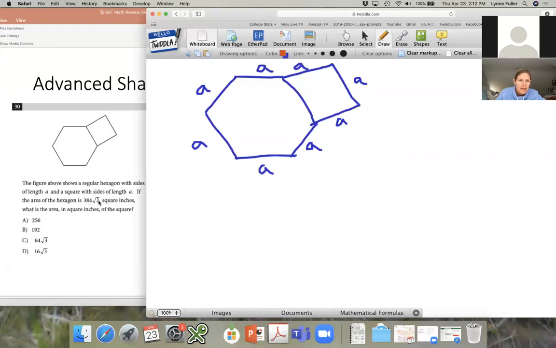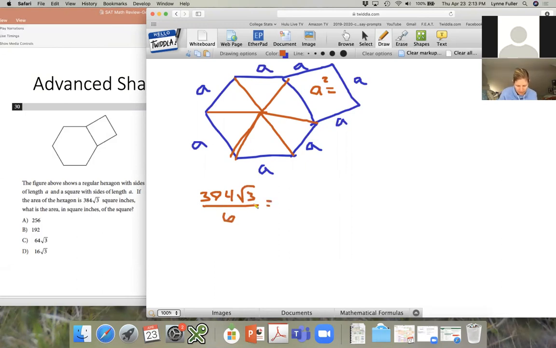And they say the area of the hexagon is 384√3. So if I took this hexagon and I broke it into 6 equilateral triangles, that's going to help me. Okay. And it says, what is the area of the square? Well, I'm eventually trying to find what A squared equals. So let me take 384√3, and I'm just going to divide it by 6. I'm going to leave the √3. I'm not going to make that all fussy. So I get 64√3. Okay.